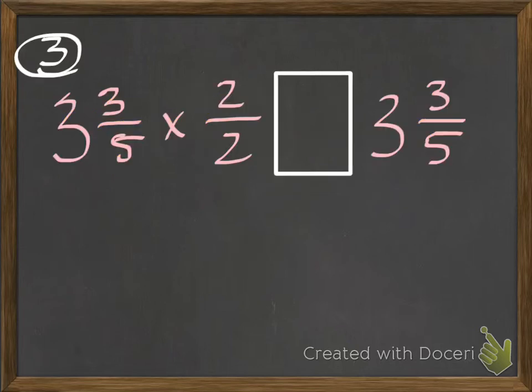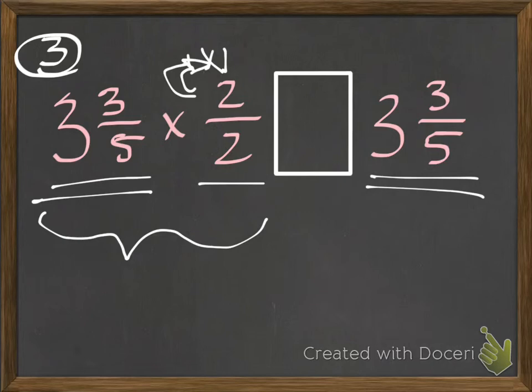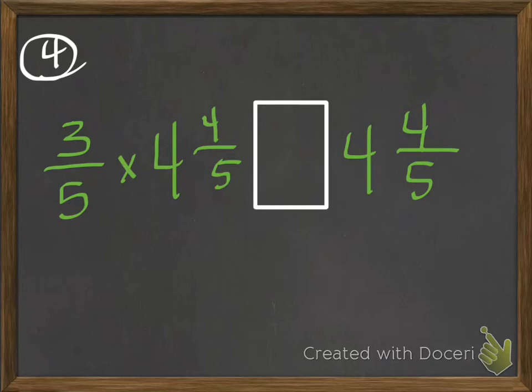Number 3, 3 3/5 times 2/2 compared to 3 3/5. So we're comparing 3 3/5 times 2/2 compared to 3 3/5 over here. Compare this side to that side. Okay, again, 2/2 equals 1, so you're multiplying times 1. 1 times anything is going to stay the same, so it'll be equal. Number 4, 3/5 times 4 4/5. Compare that to 4 4/5.